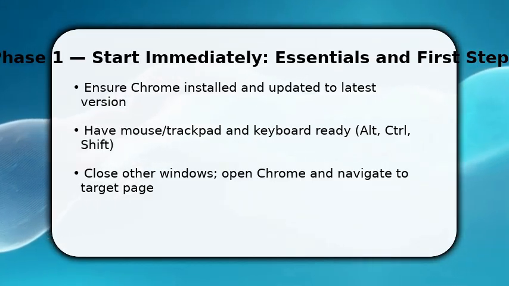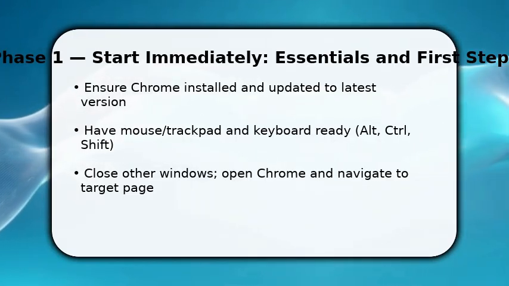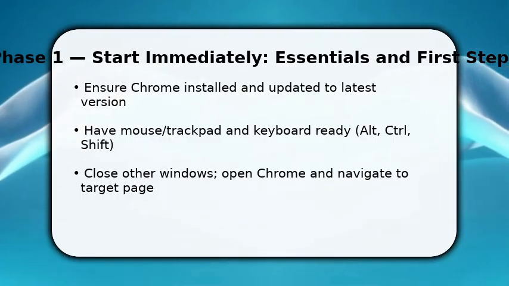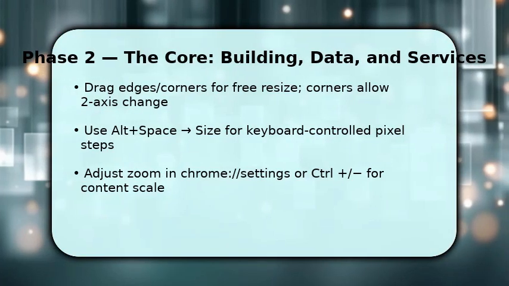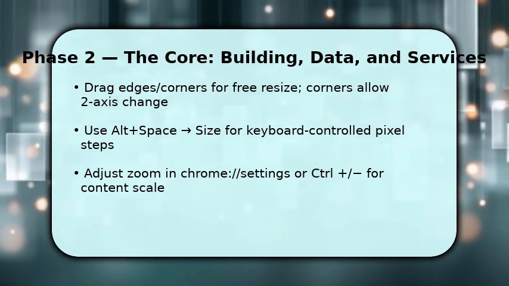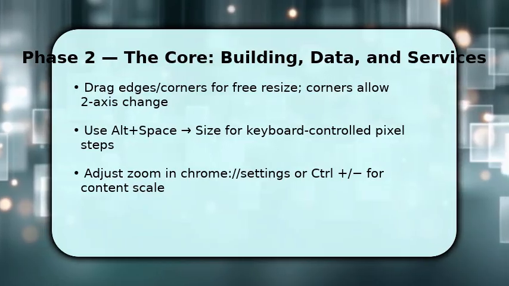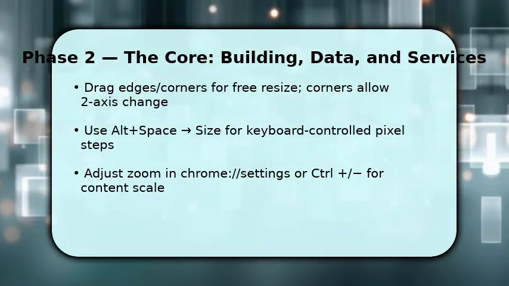Then position your cursor at any window edge or corner. You'll feel the resize cursor change. This is the first actionable step. Click and drag to start changing the window dimensions. Once the cursor changed, drag an edge for horizontal or vertical adjustments, or drag a corner to resize both axes at once. This handles quick manual sizing.